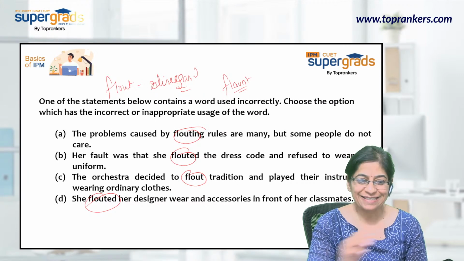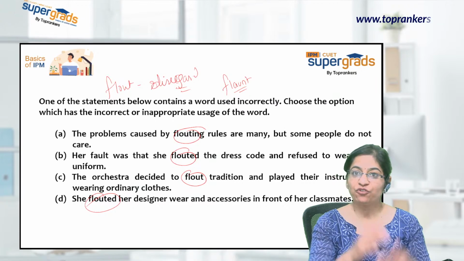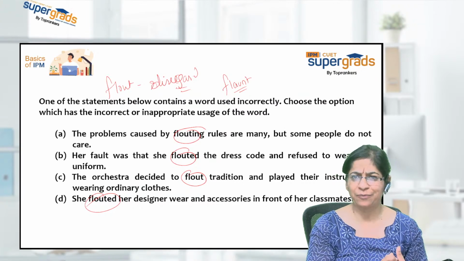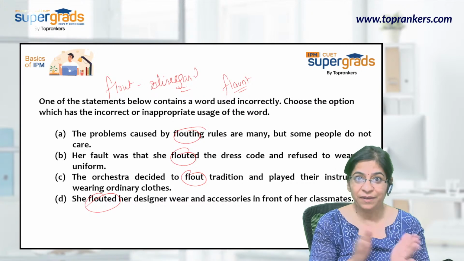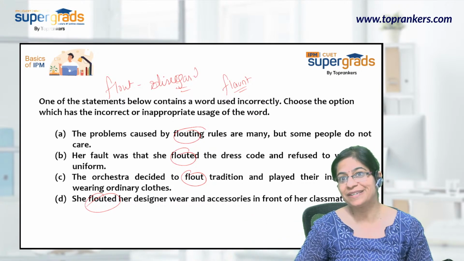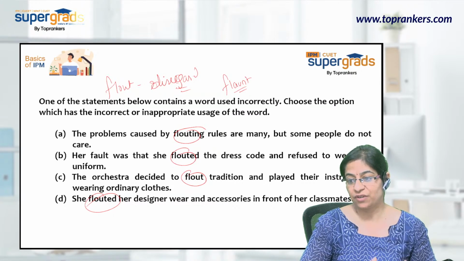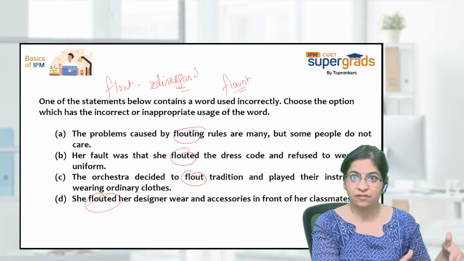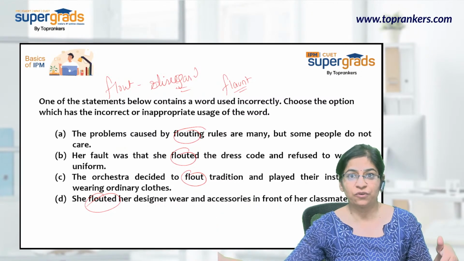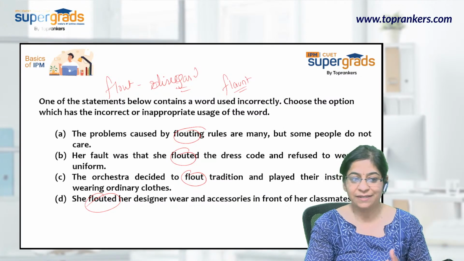So let's see. The problem caused by flouting rules are many. So if you disregard the rule, what will happen? You get punished, you get into trouble. So there is a problem if the rules are disregarded. So the usage is correct in sentence number one. Her fault was that she flouted the dress code and refused to wear the uniform. So she disregarded the dress code and she said, no, I'll not wear the uniform. So the usage is absolutely right here.